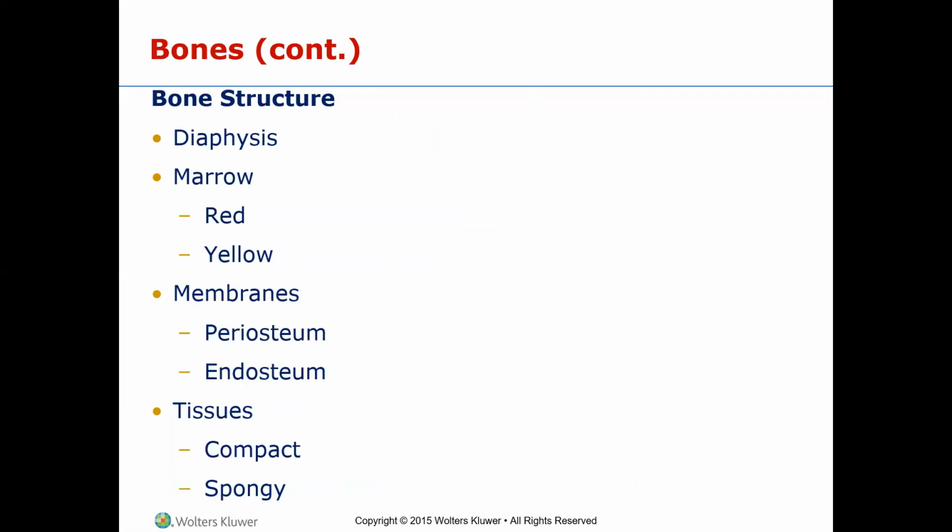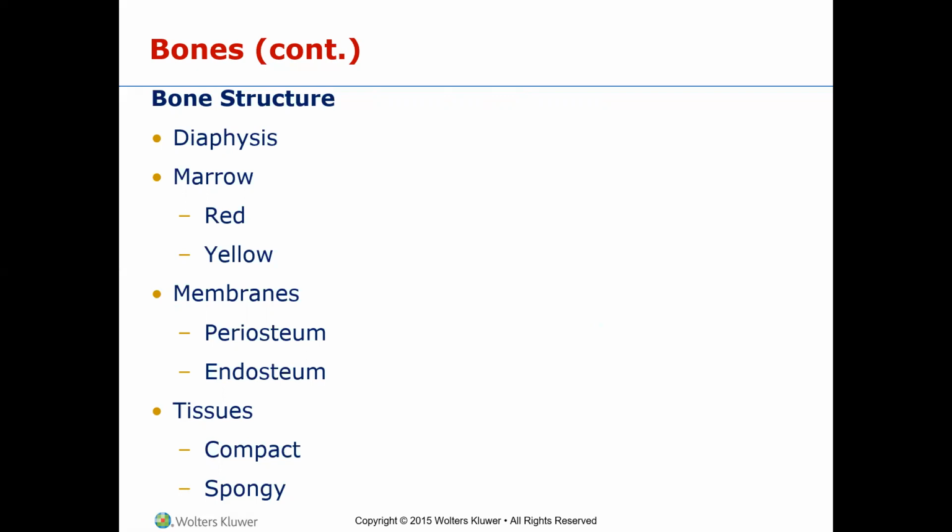So when we look at the bone structure, it is composed of 2 areas, the diaphysis, which is the shaft of the bone, and then we have the epiphysis, which are the ends of the bones. We find marrow inside of our bone. The red bone marrow is found at the ends of the bones, and that's the epiphysis, and then the yellow marrow is found within the shaft of the bone, the diaphysis.